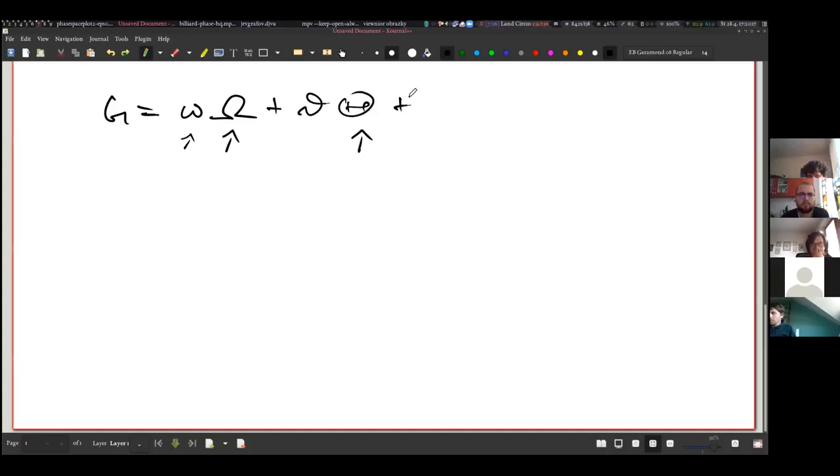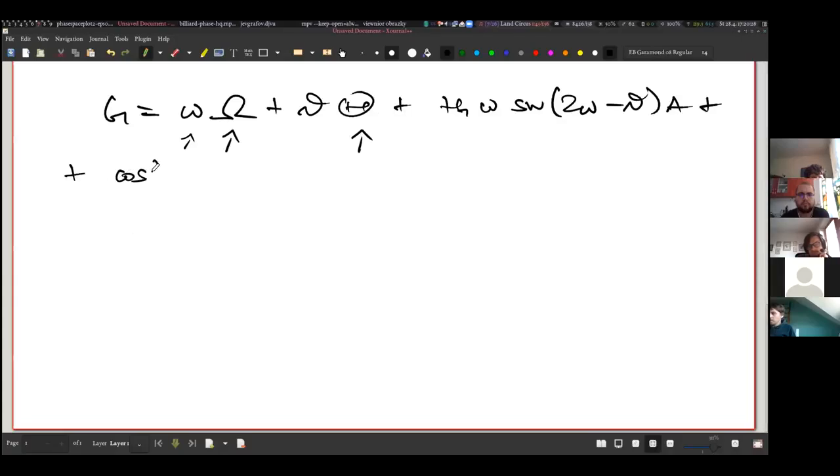And of course, we can add things like this for everything that we need. So here we need to add tangent and the cosine.